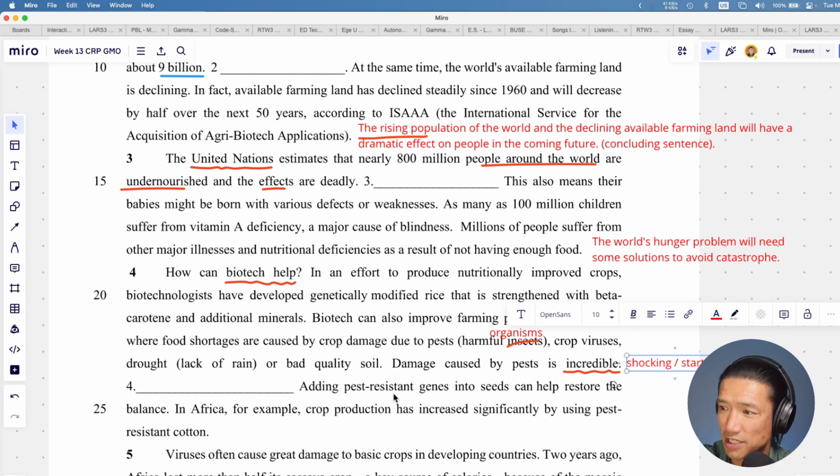Adding pest-resistant genes into seeds can help restore the balance. In Africa, for example, so now they're just ending with an example. Terrible. In Africa, for example, crop production has increased significantly by using pest-resistant cotton. Okay, so these seeds that they use are designed to resist certain things. In the past with Mendel, he did the experiments with the beans, the tall one, the long one, the short one, whatever. And that took like generations. But beans, they don't take that long to grow.